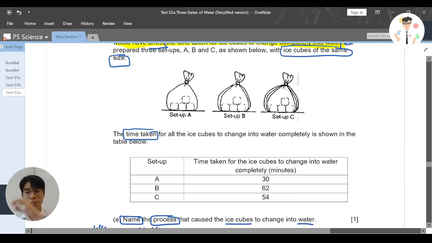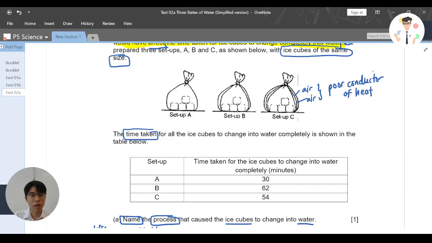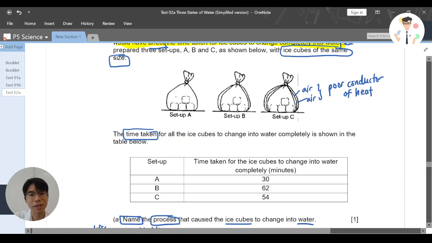Why? Because there's more plastic being wrapped, and there's a lot of air trapped inside. Can you see the air trapped inside, right? And that air is a poor conductor of heat. Now, this is what you learned in P4, poor conductor of heat. That's why heat cannot really go inside, and ice needs heat to melt. Because heat cannot go inside that easily, the ice takes more time to melt. Whereas here, heat can go in very easily because there's only one layer blocking. Okay, and this is what you are supposed to write.